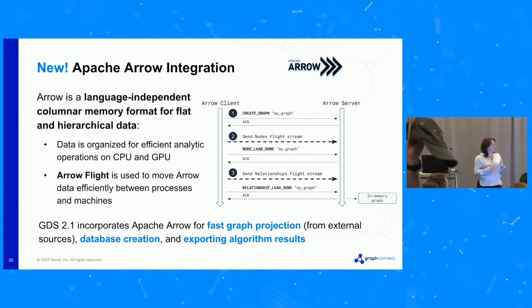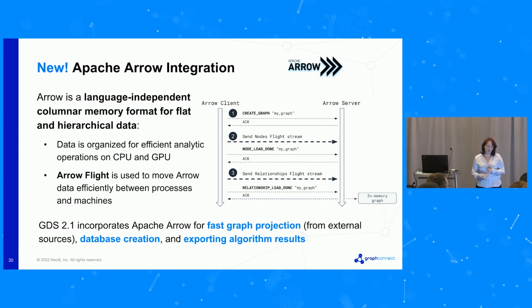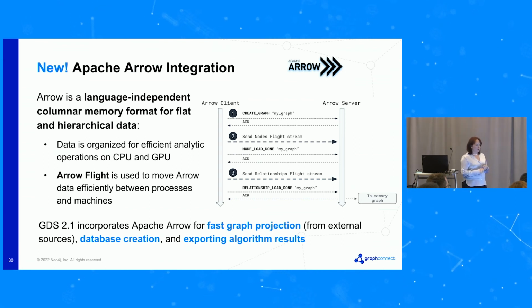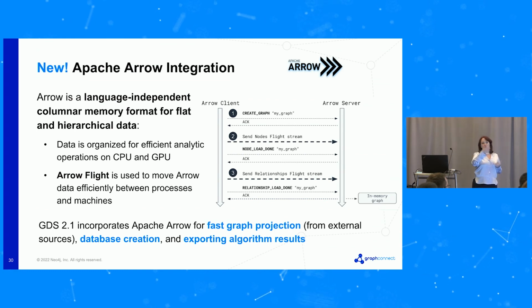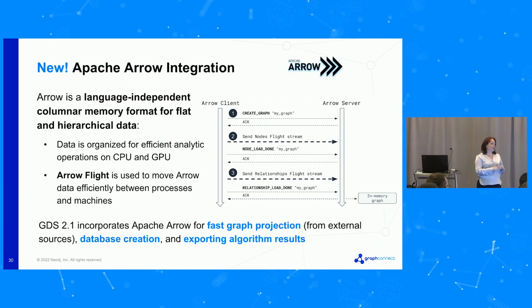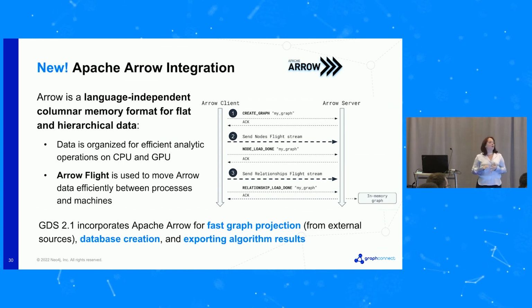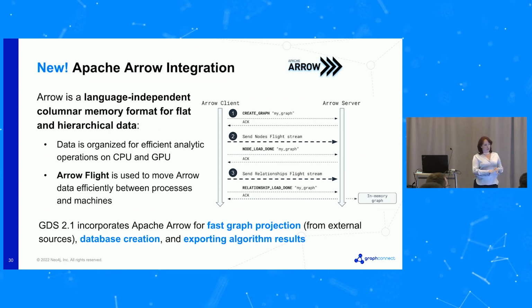GDS 2.1 lets you use Apache Arrow for graph projection, which is what I was demoing. Database creation, where the graph projection creates that in-memory view of your data. If you're using GDS transiently, that's all you need. You can also use it to create a new Neo4j database. We also use it to let you export your algorithm results really, really fast.